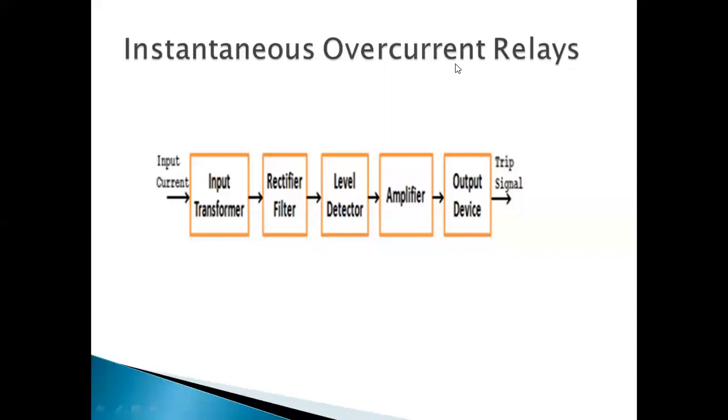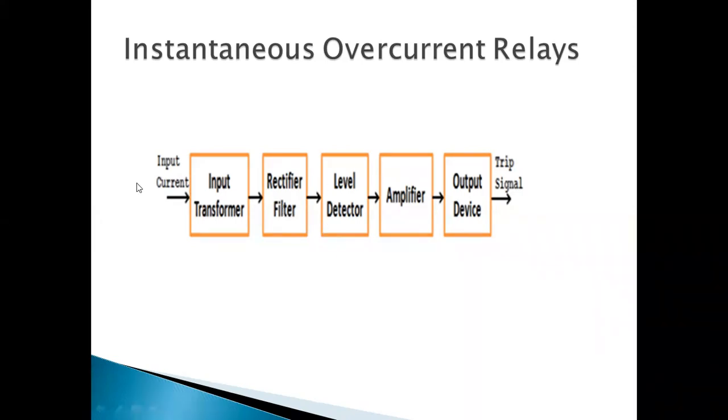So what is the pickup value? The minimum value of the relay at which your relay will operate, right? At the relay some fixed value is set. If that value is reached by the current, then only your relay will operate. Correct?